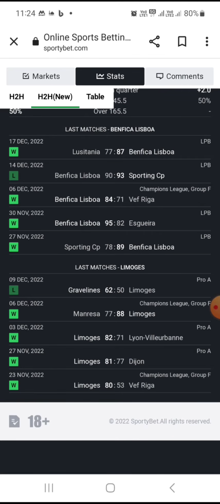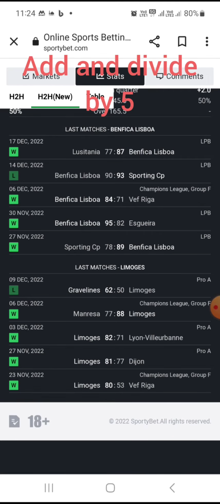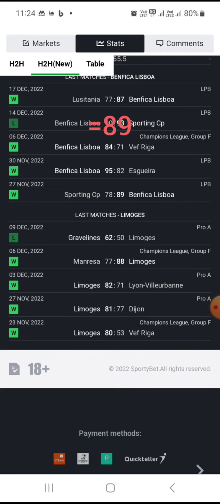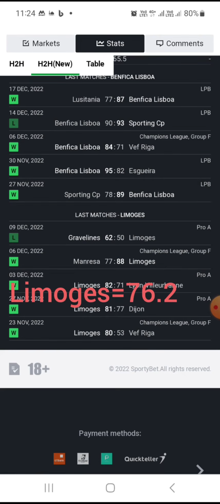What you have to do is add them together. When you add them together, it gives you 445. Divided by 5, it will give 89. You do the same for Lemagos. If you add Lemagos 50 plus 88 plus 82 plus 81 plus 80, you divide it by 5, it will give you 76.2.